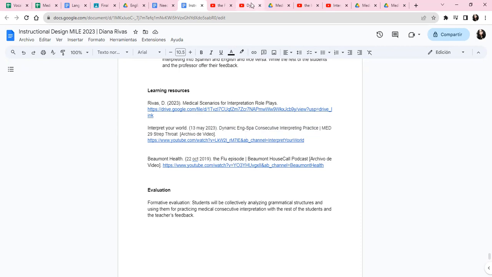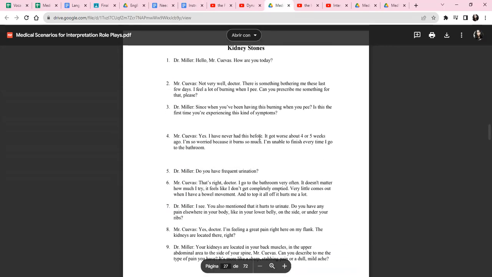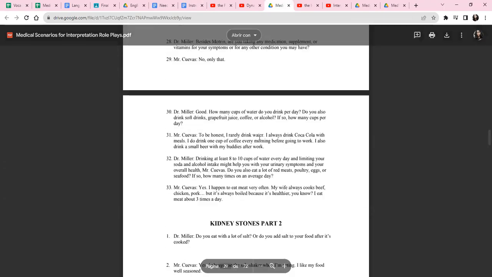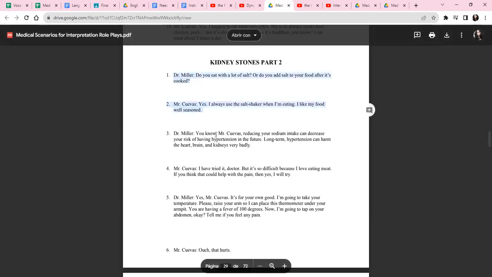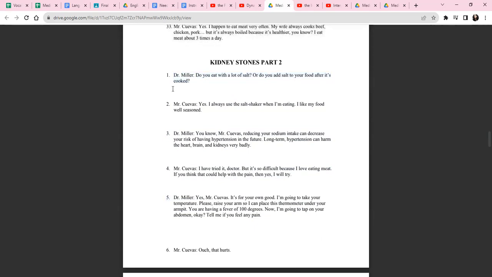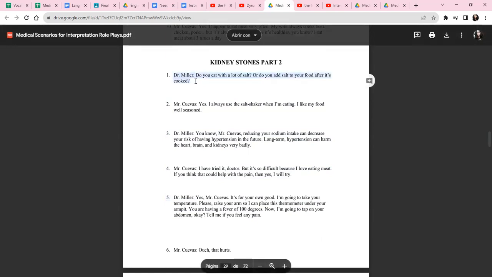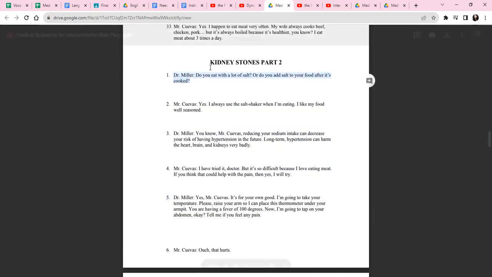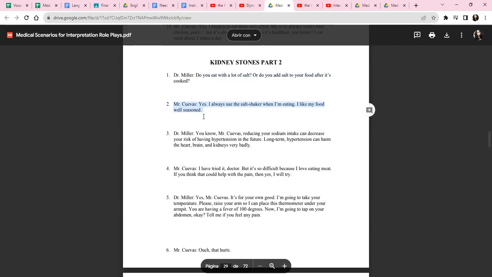It is also worth mentioning that we would be using this document too in order to practice role plays as well. For example, one student will read this, then he will interpret it in Spanish, and then the other student will answer and will be interpreting that in Spanish too.